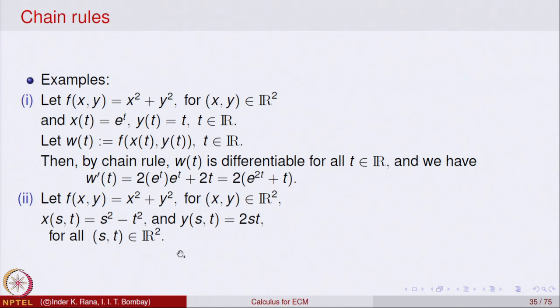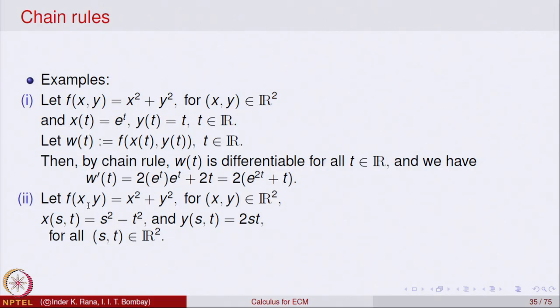So, let us try to use chain rule to find the partial derivative of this. f is a function of two variables x and y, x itself is a function of two variables s and t, and y also is a function of two variables s and t. So, the partial derivative of the composite function. What will be the composite function?